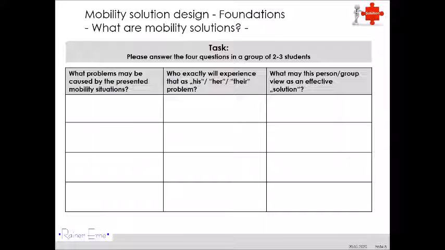And the third question will be, based on the identification of the stakeholders, what may this person or this group view as an effective solution? There are always some proposals in place for what certain stakeholder groups will demand, what they will view as a possible solution. Please name, based on your assumptions, what these stakeholders will perceive as an effective solution.